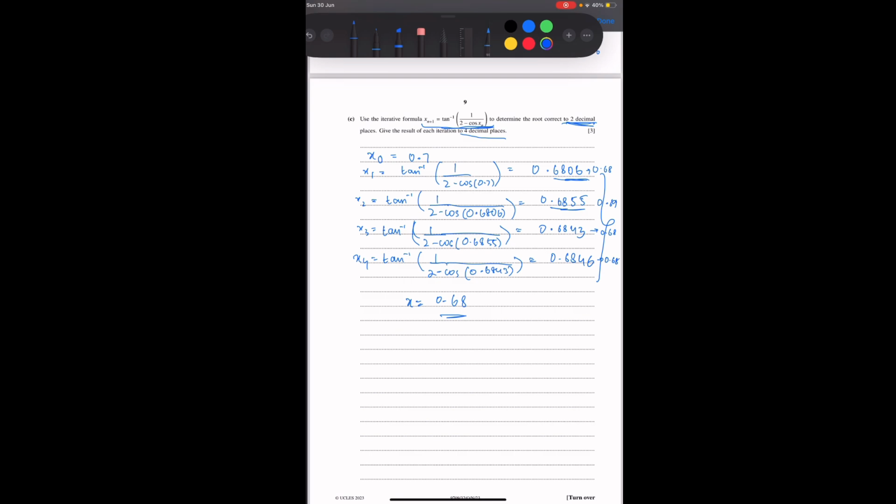When you have two consecutive same values rounded to 2 decimal places, that's the answer. In this case, sometimes they ask us to give the answer to 3 decimal places. So then you have to round to 3 decimal places, and when you get the same consecutive answers, that's your answer. So in this case, it's 0.68. So this is it for question number 6.